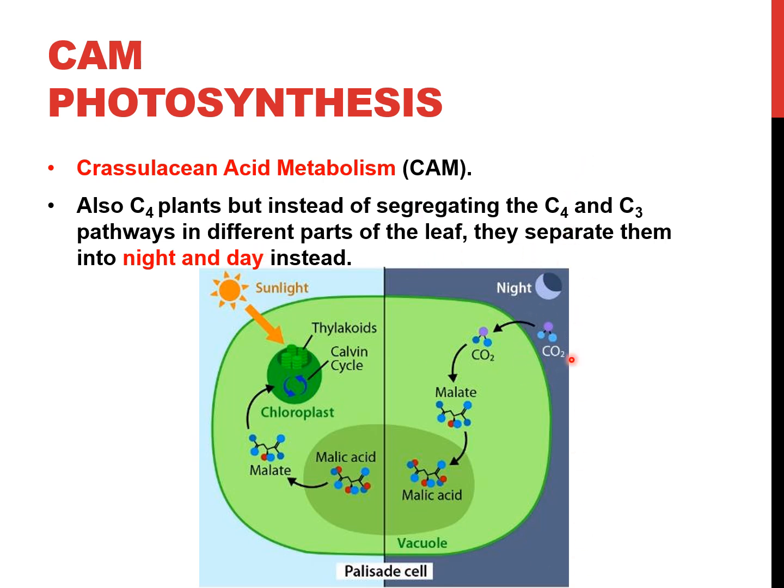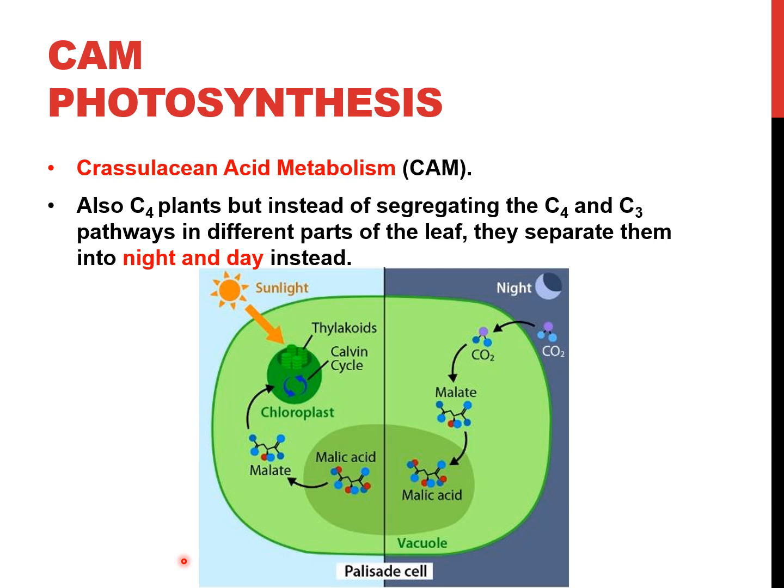As you can see, the carbon dioxide's coming in, so gas exchange occurs. Carbon dioxide gets changed into some other molecules, so malate and then malic acid. And that malic acid is water soluble, so it's stored in the vacuoles. You can see that here. So it's stored overnight in the vacuoles. And that malic acid is very carbon rich because it's made from carbon dioxide. So those stomata are open at night. Night is cooler, so less transpiration occurs, less water is lost.